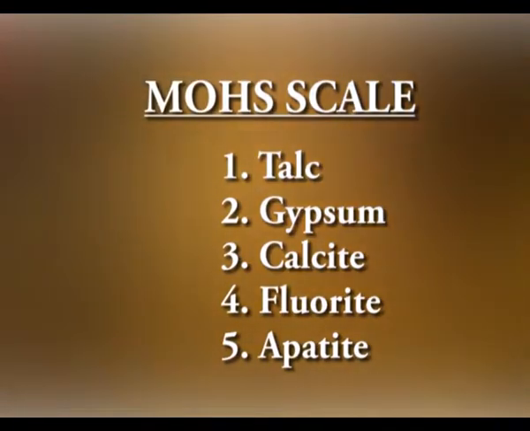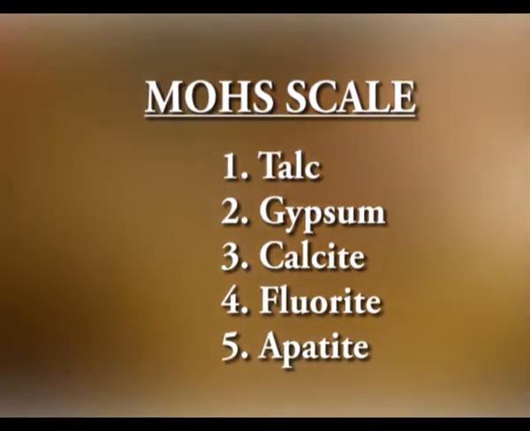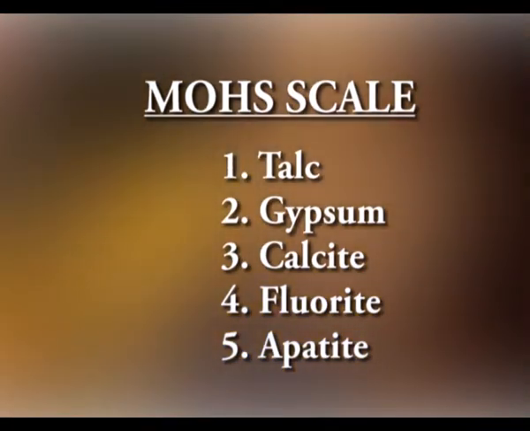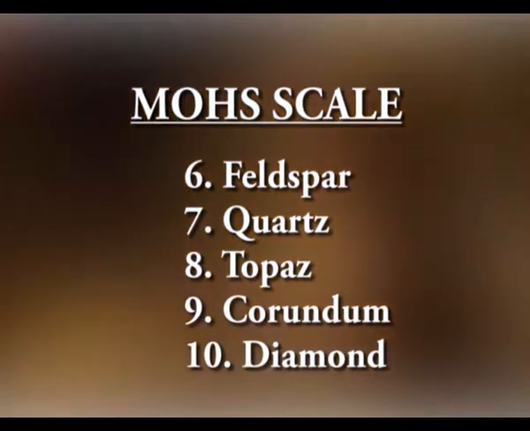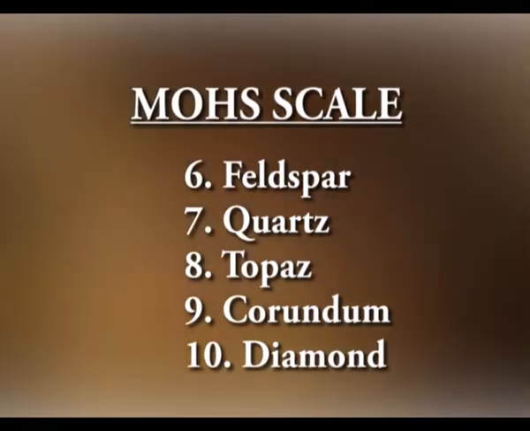Mohs scale: 1. Talc, 2. Gypsum, 3. Calcite, 4. Fluorite, 5. Apatite, 6. Feldspar, 7. Quartz, 8. Topaz, 9. Corundum, 10. Diamond. Some minerals will have a variation in hardness within one crystal depending on the direction in which it is scratched.